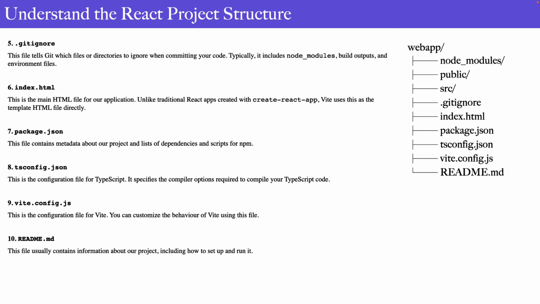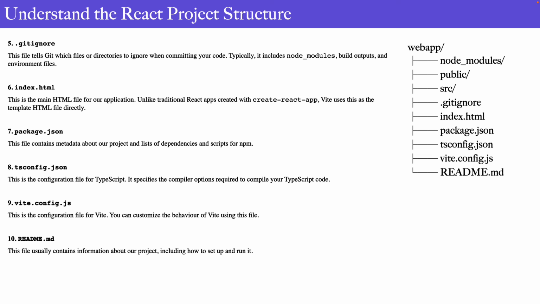Next is the package.json file. This file contains the metadata about our project, the list of dependencies, and the scripts that define how we are going to run the application with npm. Kind of like a pom.xml in our Spring Boot application. It contains all the dependencies and scripts for how we can run the application and other build information.